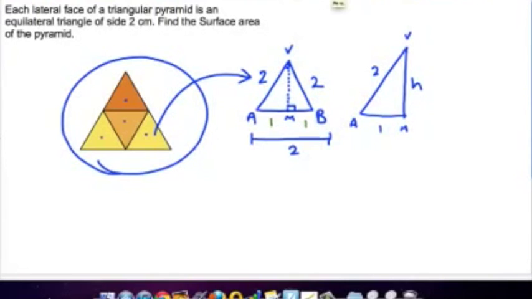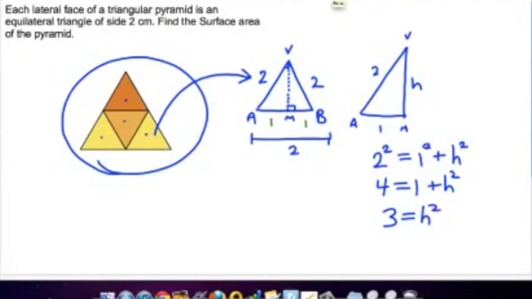So I'm going to set this up using the Pythagorean theorem as 2 squared is going to equal 1 squared plus the distance VM squared, which is going to be our height. So I have 4 equals 1 plus h squared. And I subtract 1 from 4, so I get 3 equals h squared. So then h equals the square root of 3.